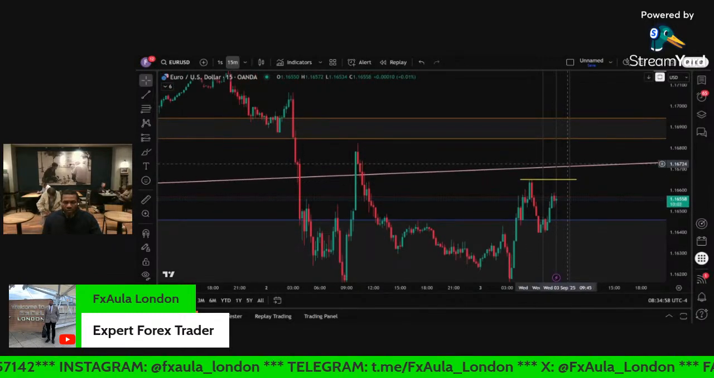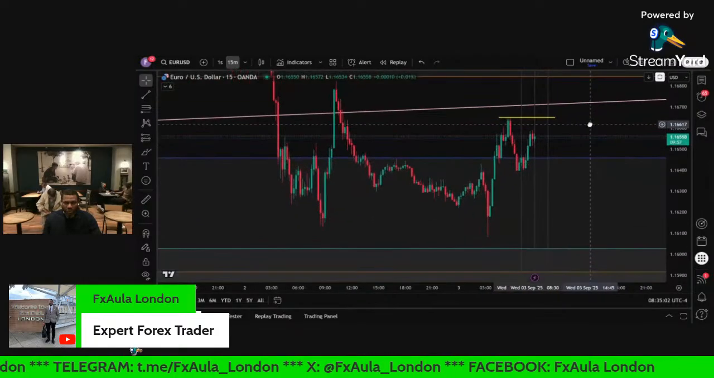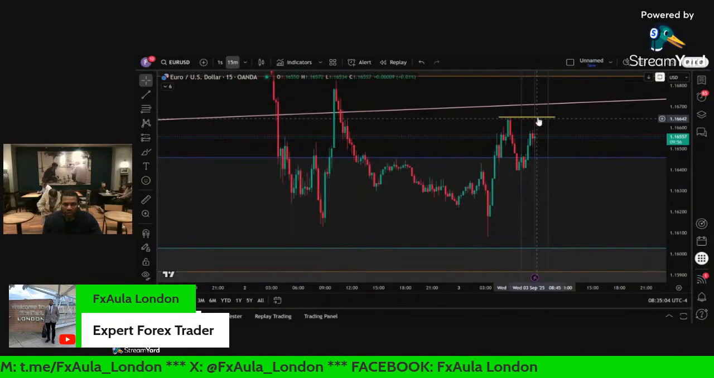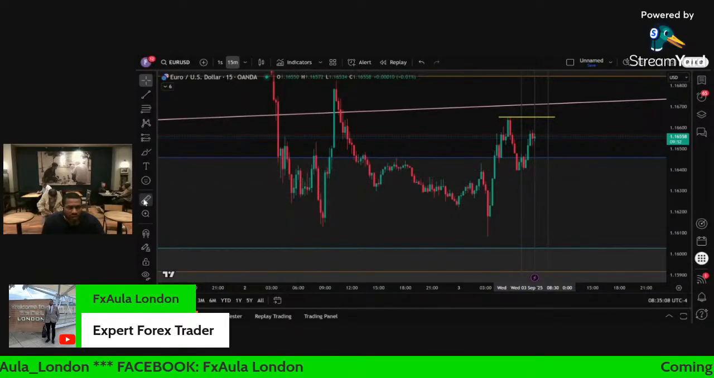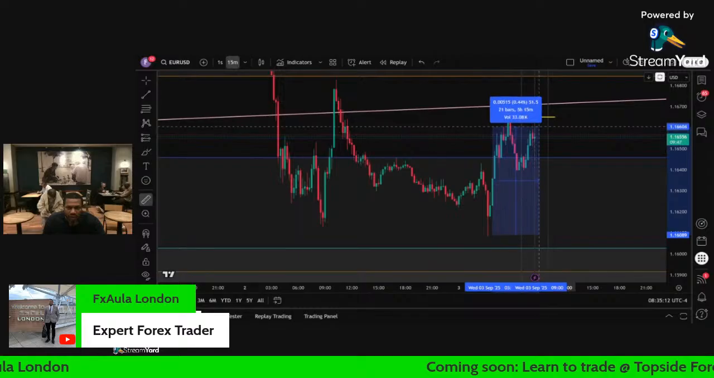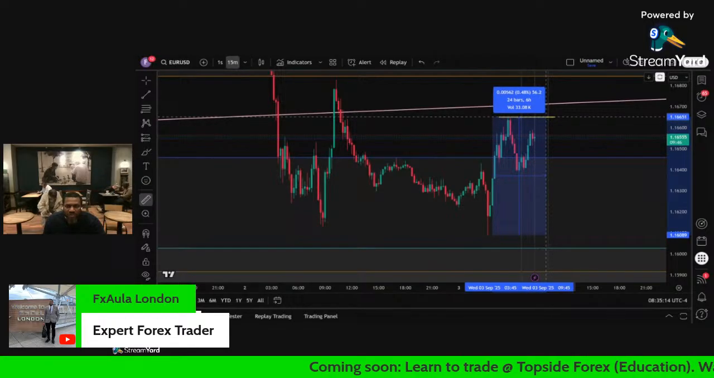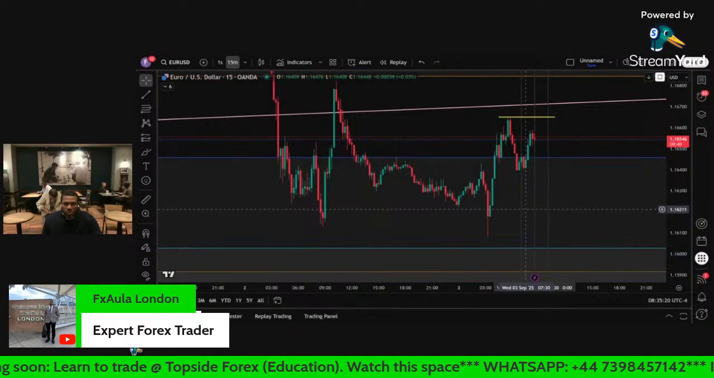So if price goes above, I try to see on the lower time frame if price is coming back below, if price is going to reject, and then you can look for entries. So quickly I look from the swing low on the 15 minutes to the swing high. If we have over a 20 pip range, we have 56 pips, 56.2. So that's looking good.